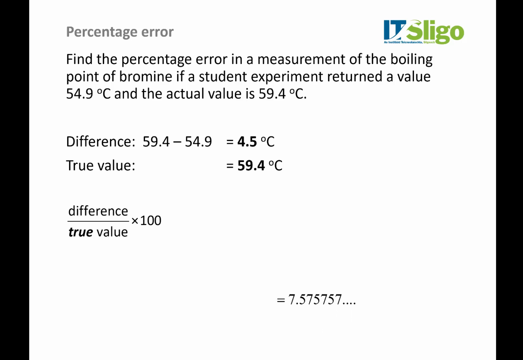And finally, percentage error, we should go to 1 decimal place is usually adequate. So to 1 decimal place, my answer is 7.6% error. So that's not too bad, guys, really, in terms of a student experiment. It all depends on the sensitivity of your instruments and how much attention you've been paying to the process.